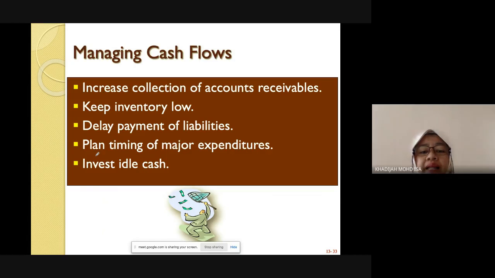And then plan the timing of your major expenditures, especially if, for example, we want to purchase or acquire an asset. Even though most companies will, rather than pay cash, pay on account, normally you have to pay some deposits. That deposit needs cash, so you have to plan when is the best time for you to incur major expenditure.